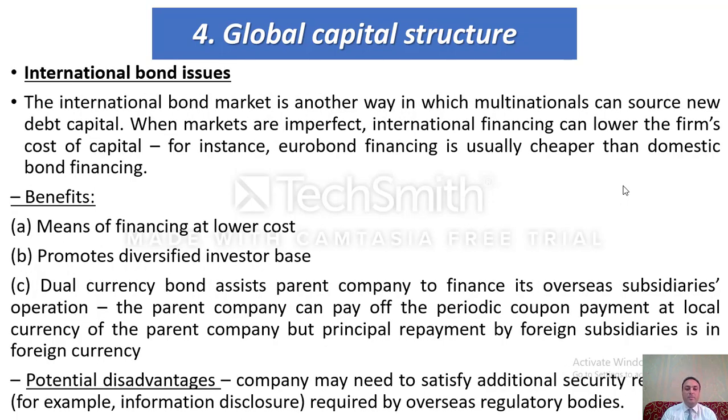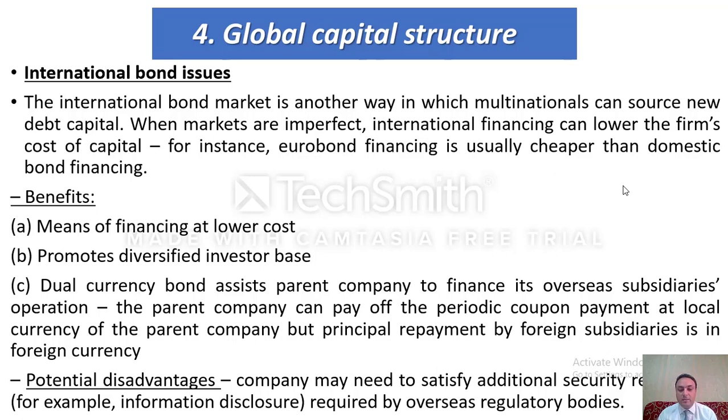Second approach, the company can benefit from these differences in the different countries: international bond issues. The international bond market is another way in which multinationals can source new debt capital. So when markets are imperfect, international financing can lower the firm's cost of capital. For example, euro bond financing is usually cheaper than domestic bond financing. There are also some benefits to this approach, like the means of financing at lower costs, which promotes a diversified investor base, and the dual currency bond assists the parent company to finance its overseas subsidiaries' operations.